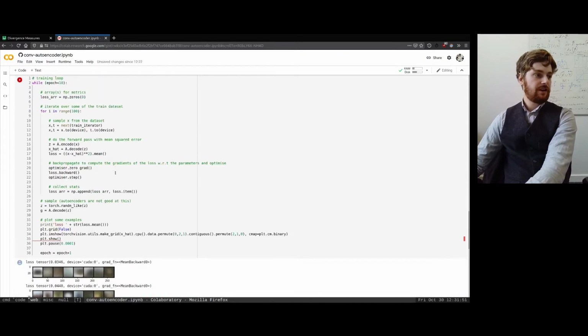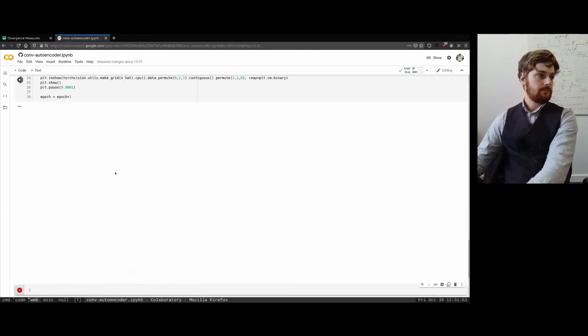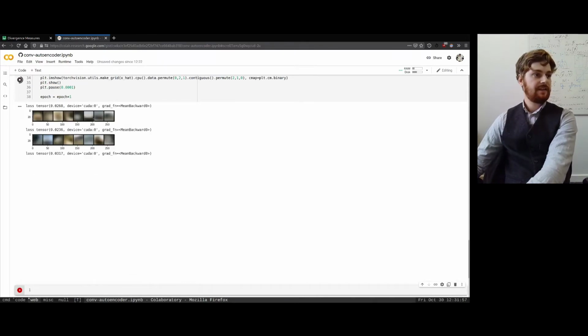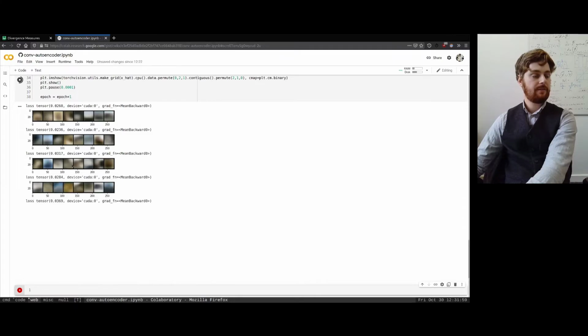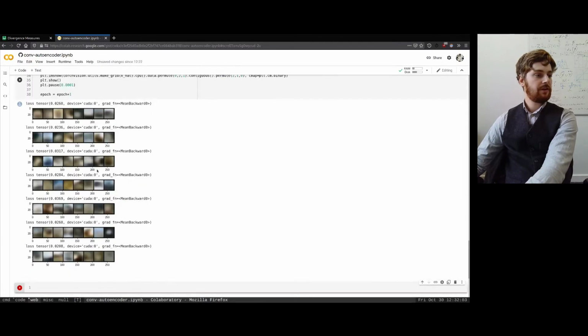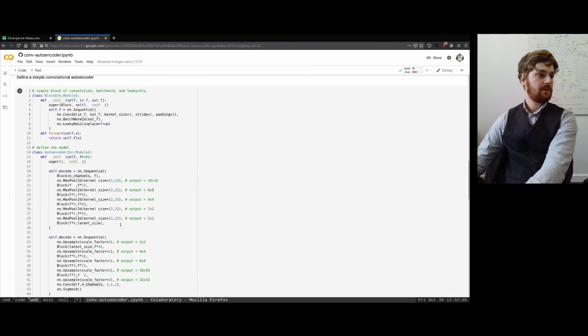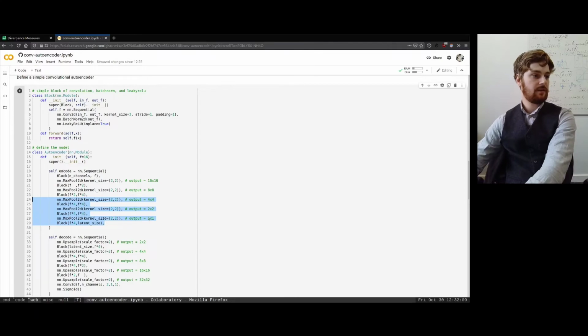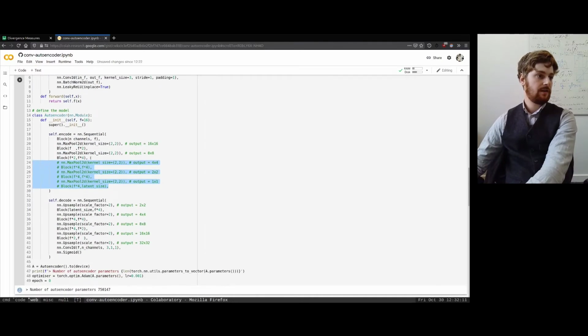So if we just train this, basically you'll see the outputs are quite blurry, which is to be expected. What we could do is increase the bandwidth. So instead of taking it all down to a 1 by 1 vector, we could sort of take it to an 8 by 8.